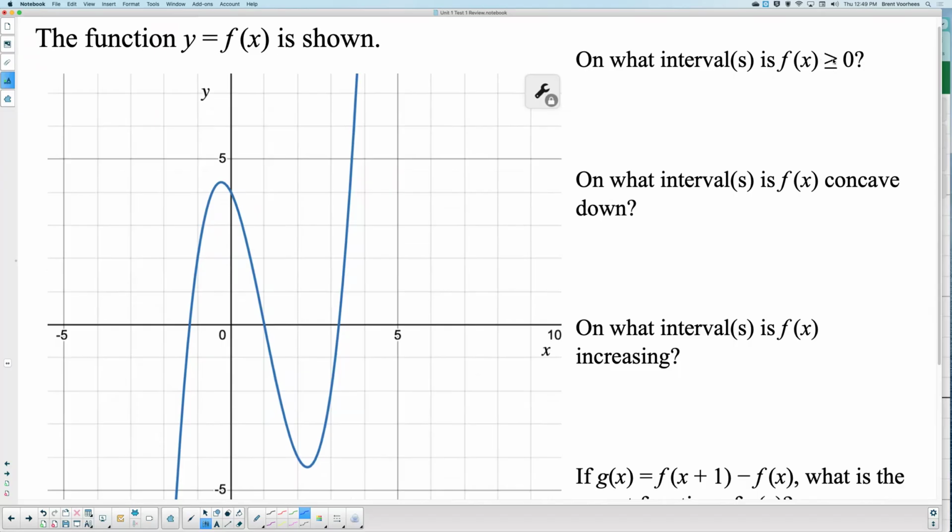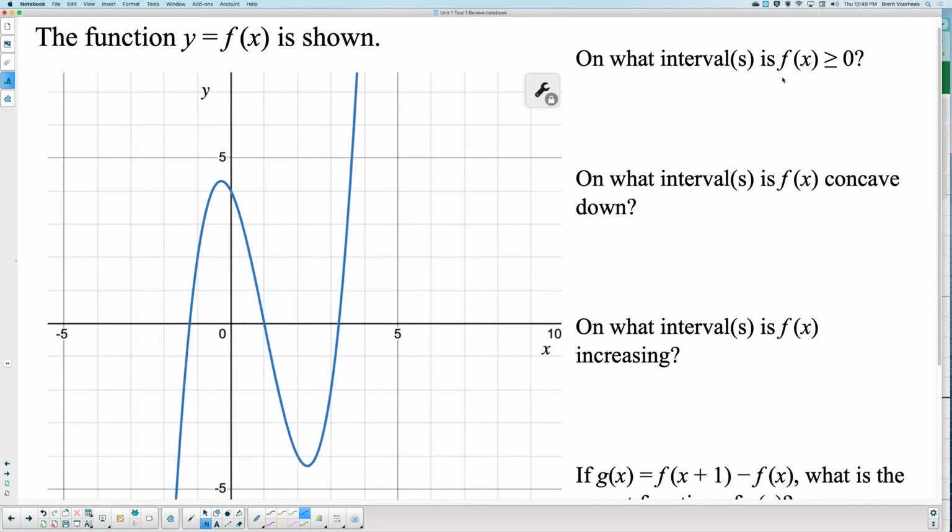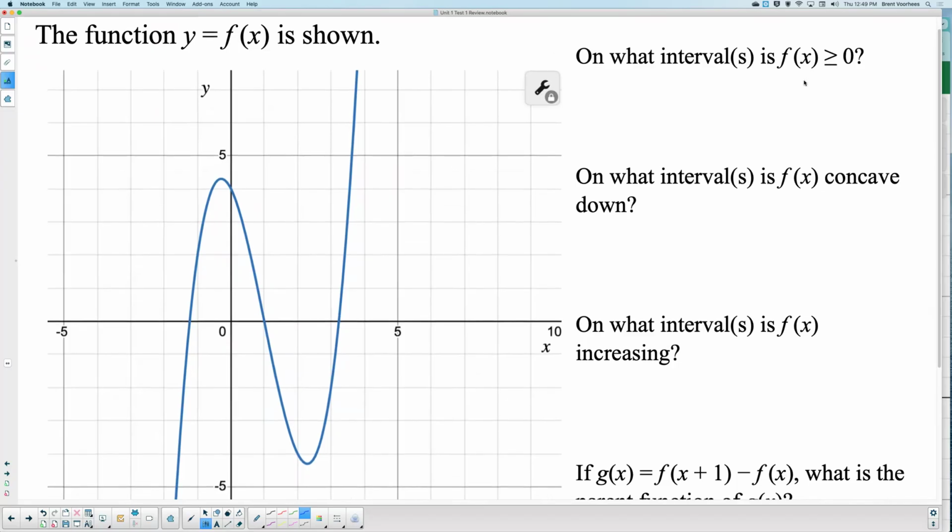Someone read this symbol. What is that in English? Greater than or equal to 0. What would you be looking for in the graph if you're looking for greater than or equal to 0? Where is it positive? Where is it above the x-axis? So it looks like to me that we have how many zeros? 3. To be positive means you're above the zeros. To be greater than or equal to 0 means you would include them.